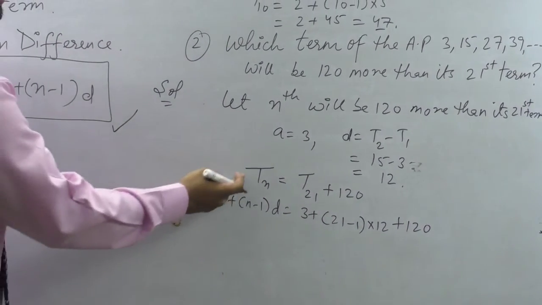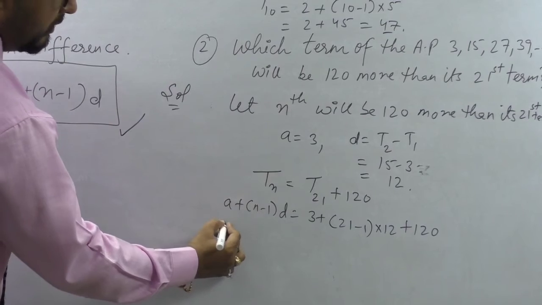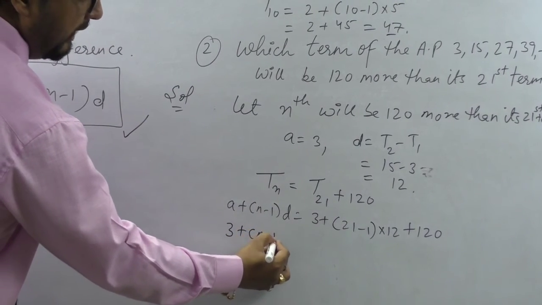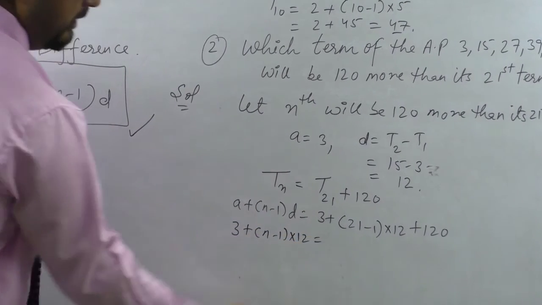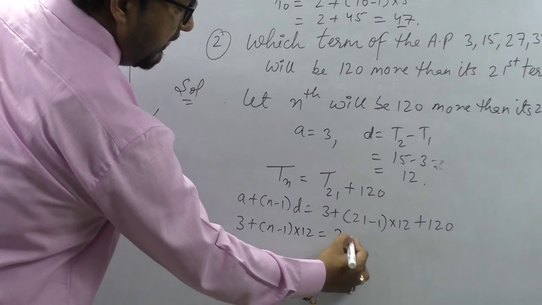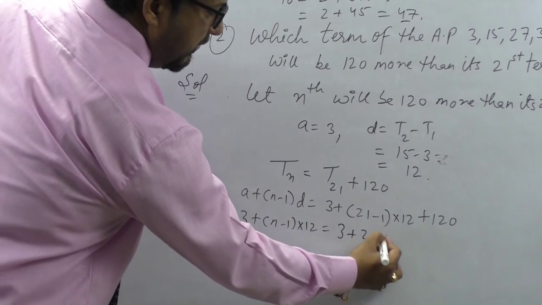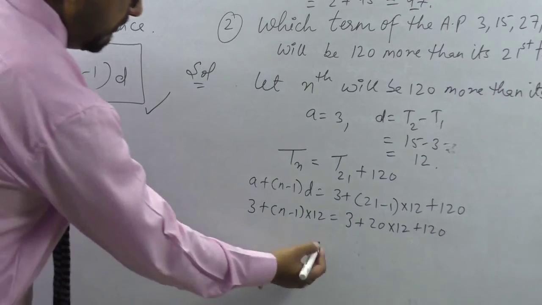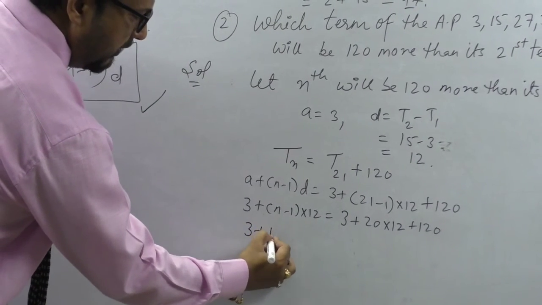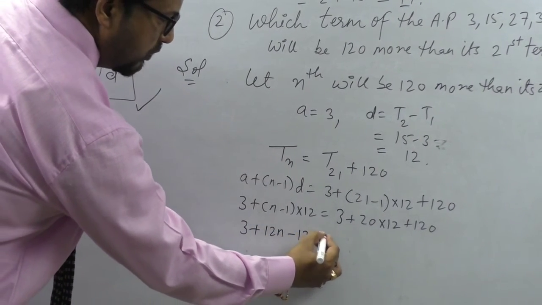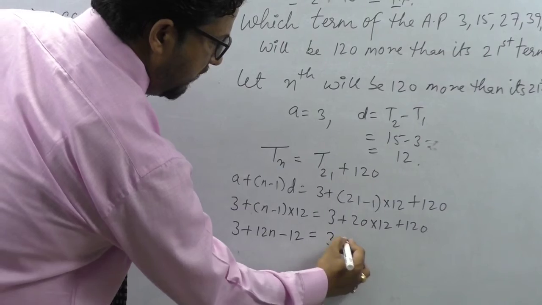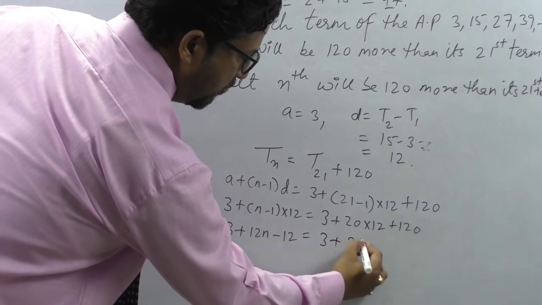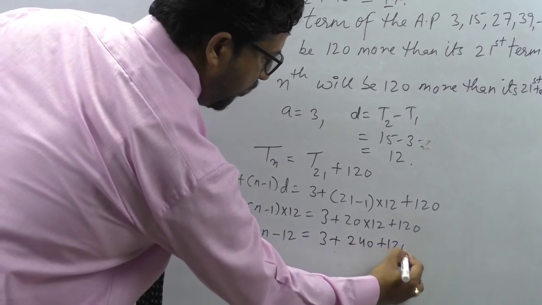Now again, for this Tn term, the a value is the same, which is 3. The n value we have to calculate, and d is 12. Here we have already put in the values: 21 minus 1 will be 20 times 12, plus 120. Now we have to calculate the value of n. So it's 3 plus 12n minus 12 equals 3 plus 12 times 20, which is 240, plus 120.